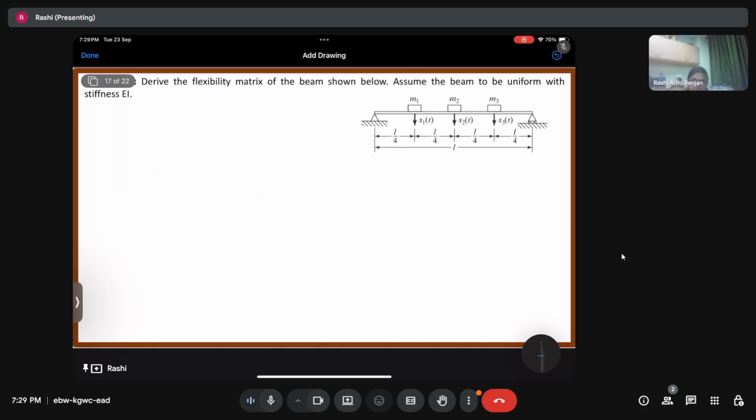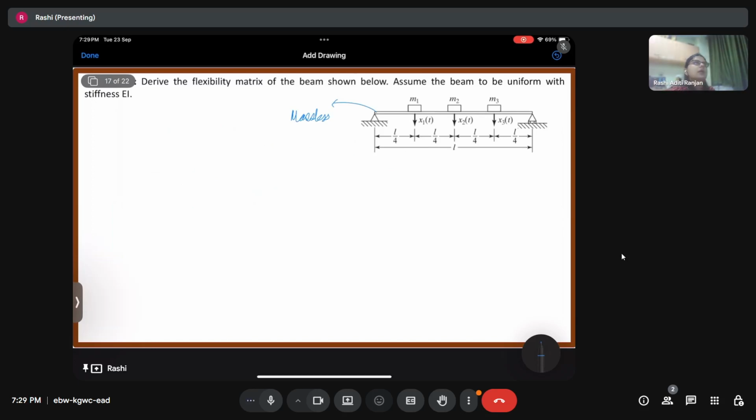So we have a simply supported beam, and the beam is considered massless. And we have three masses at distances of L by 4, L by 4, and L by 4.